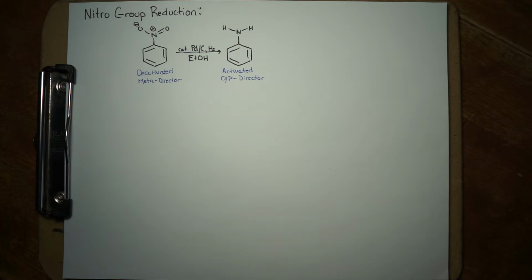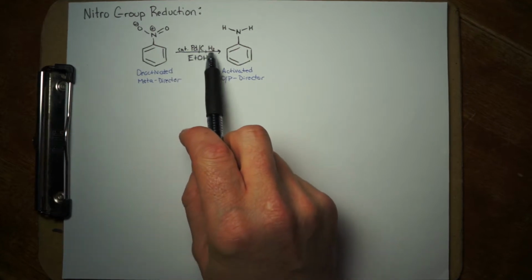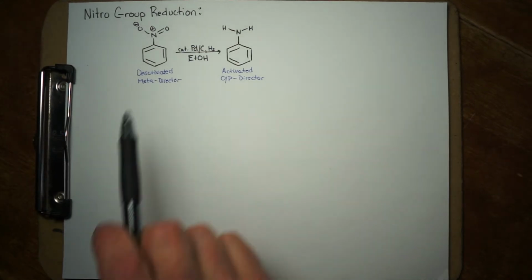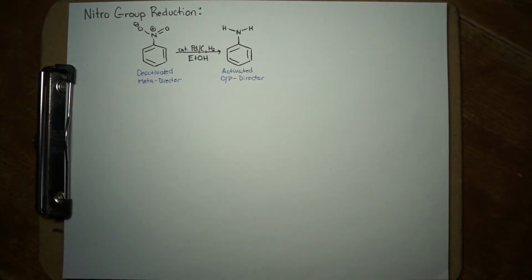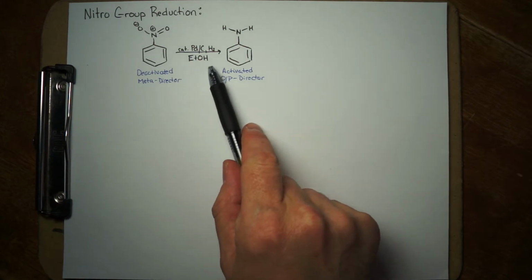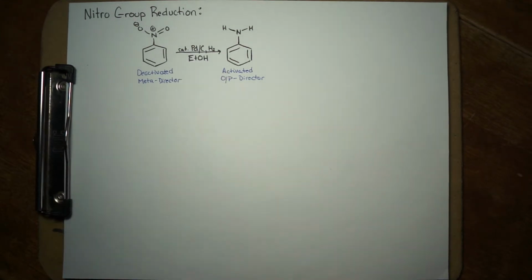And the reaction we're going to focus on in this chapter is the reduction of the nitro group to the amine. Now, in order to carry this out, we're going to take hydrogen atmosphere, catalytic palladium metal, in this case it's palladium on carbon, and then we're going to do this reaction in ethanol, or usually a protic solvent.